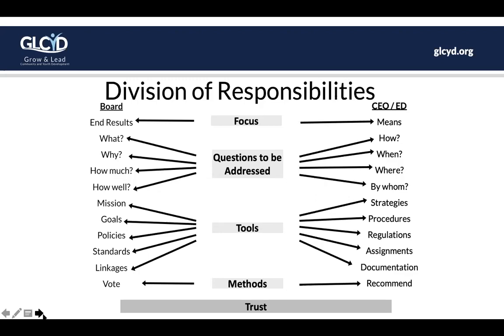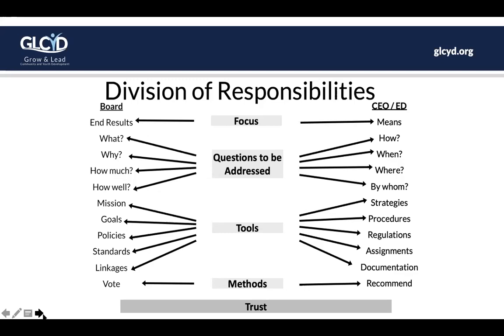And so the one critical thing across the bottom is that bar of trust. The board needs to trust the executive director who hires the rest of the staff. And the executive director, CEO, needs to trust the board. Without that, things can get ugly, right? So if trust is an issue in your organization, that is something that you want to dig to the root of and figure out why that is.